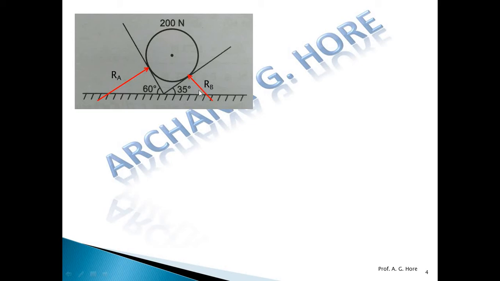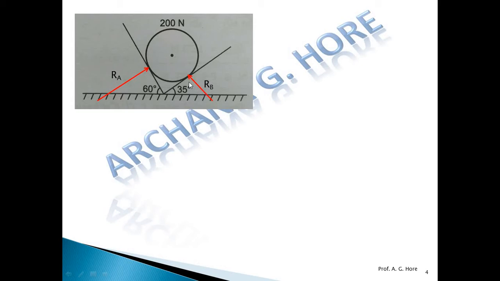Now we want to find out the angles of RB and RA with the horizontal. This reaction makes an angle of 90 degree with the surface. So if we imagine a right angle triangle, one angle is 90 degree, another angle is 60 degree, which is given in the numerical, and this angle we can find out because in a triangle the angle sum is 180. If we add all these angles, one is 90, other is 60, so this must be 30. Similarly, here we can find the angle of RB with horizontal, 35.